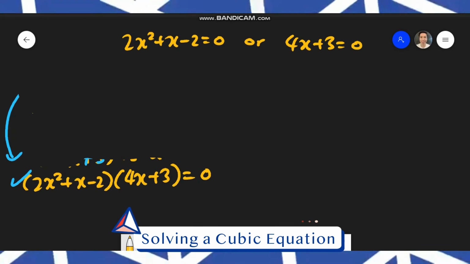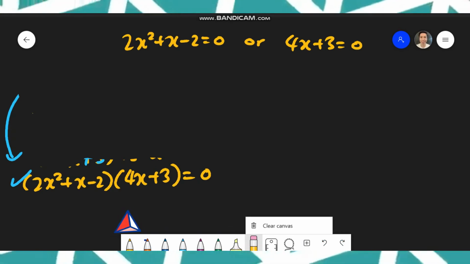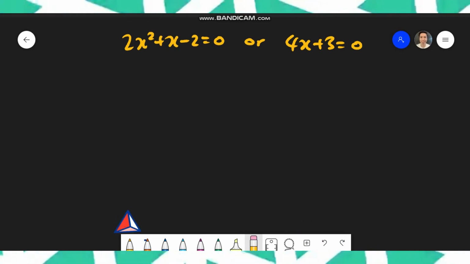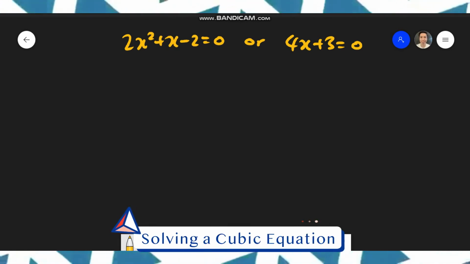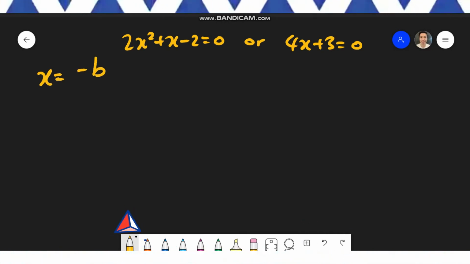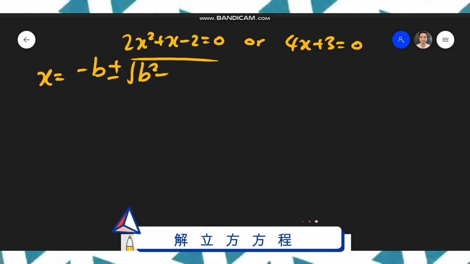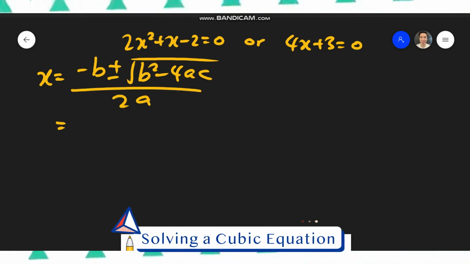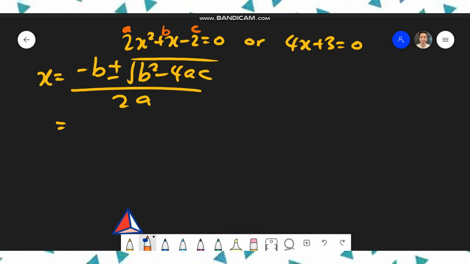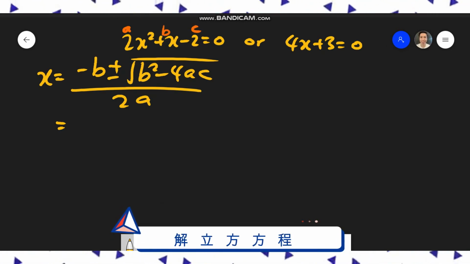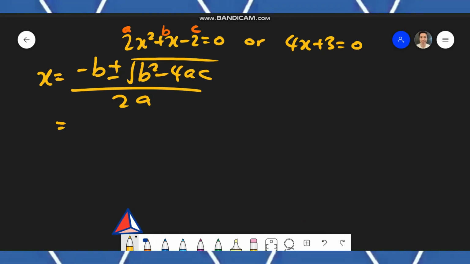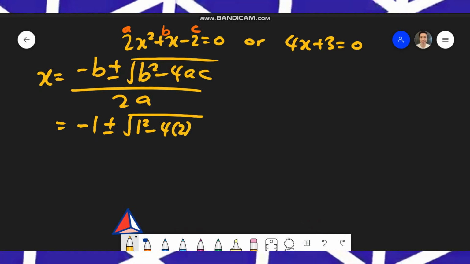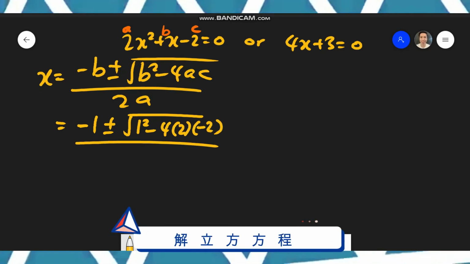If you factorize the first part, we cannot factorize completely. If we can't factorize completely, then we can use the formula x equals negative b plus minus the square root of b squared minus 4ac, over 2a. Same thing here, this is our a, this is b, and this is c. We put in the values one by one. b is 1 here, so it's negative 1 plus minus the square root of 1 squared minus 4 times a, which is 2, times c, which is negative 2, over 2a, where a is 2.